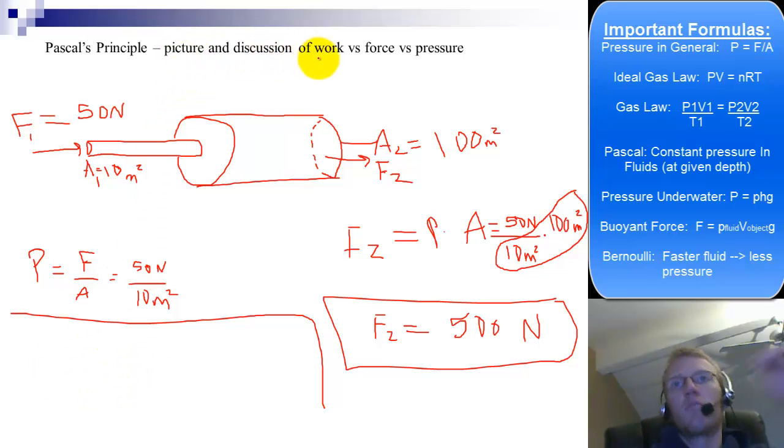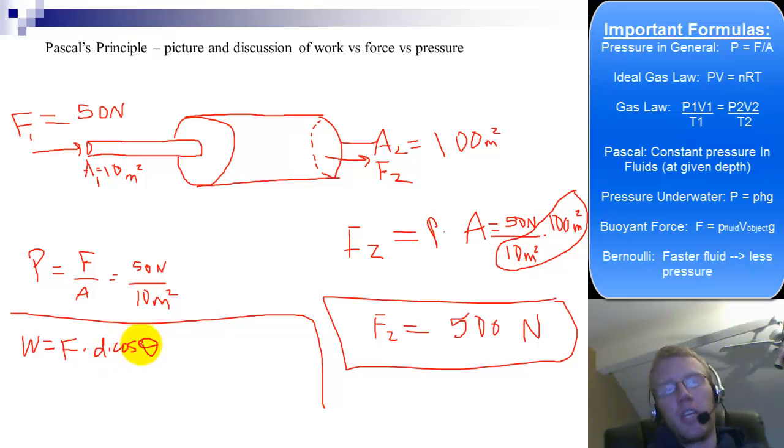Picture discussion of work, force, and pressure. The pressure everywhere is the same, but the force is much bigger over here, so let's look at the work. Work equals force times distance times cosine of the angle. But in this case, everything is getting pushed parallel to the way it's moving. The force is inward, and the piston is moving inward. So the cosine of the angle isn't going to matter. So let's zoom in on force and distance.